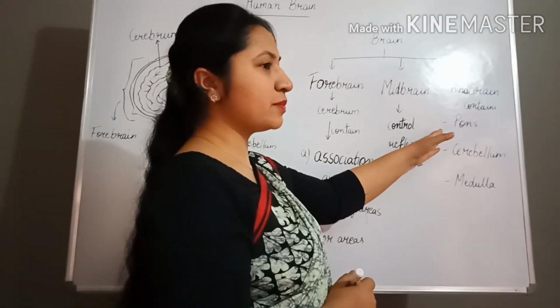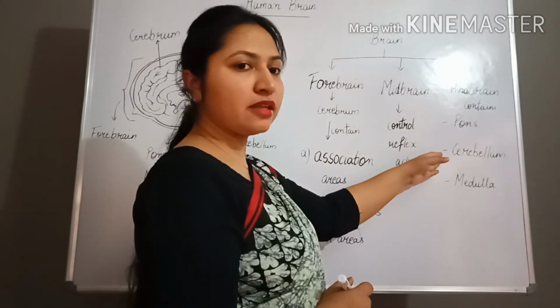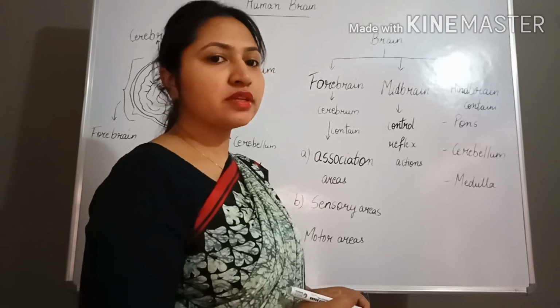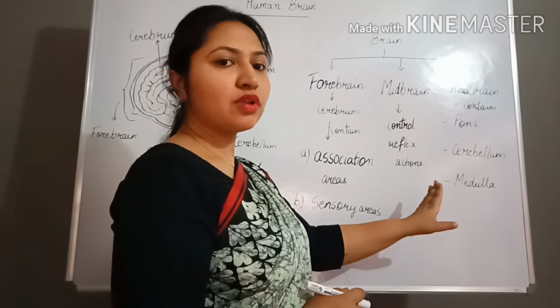Pons, they are responsible for regulating the respiration. Second, cerebellum. Cerebellum, they are responsible for maintaining the posture and balance of the body. And third, that is the medulla oblongata.